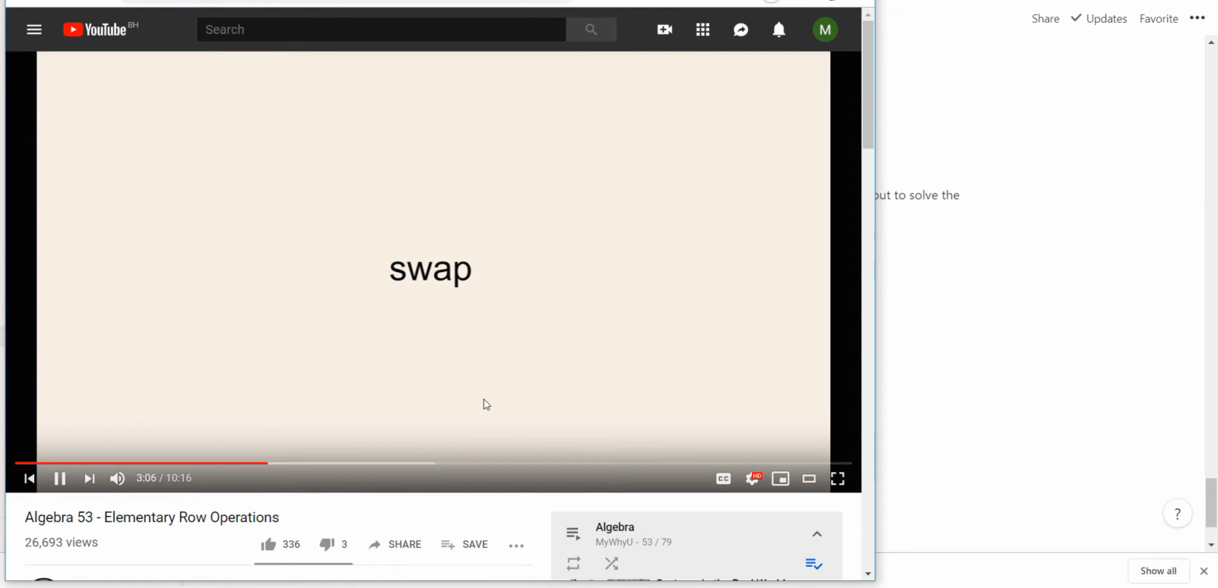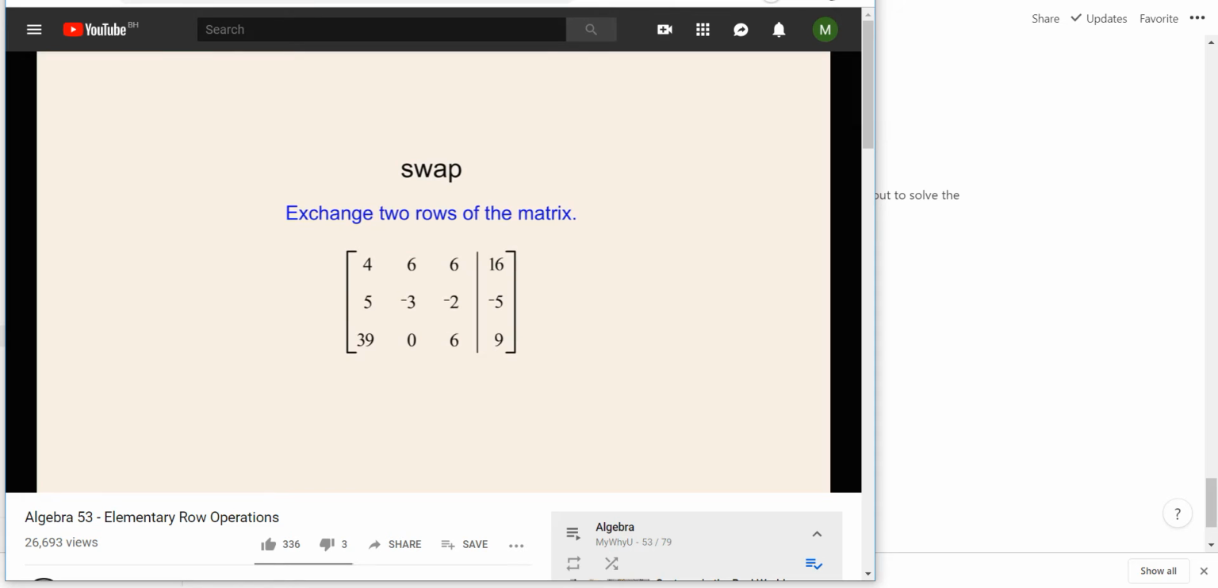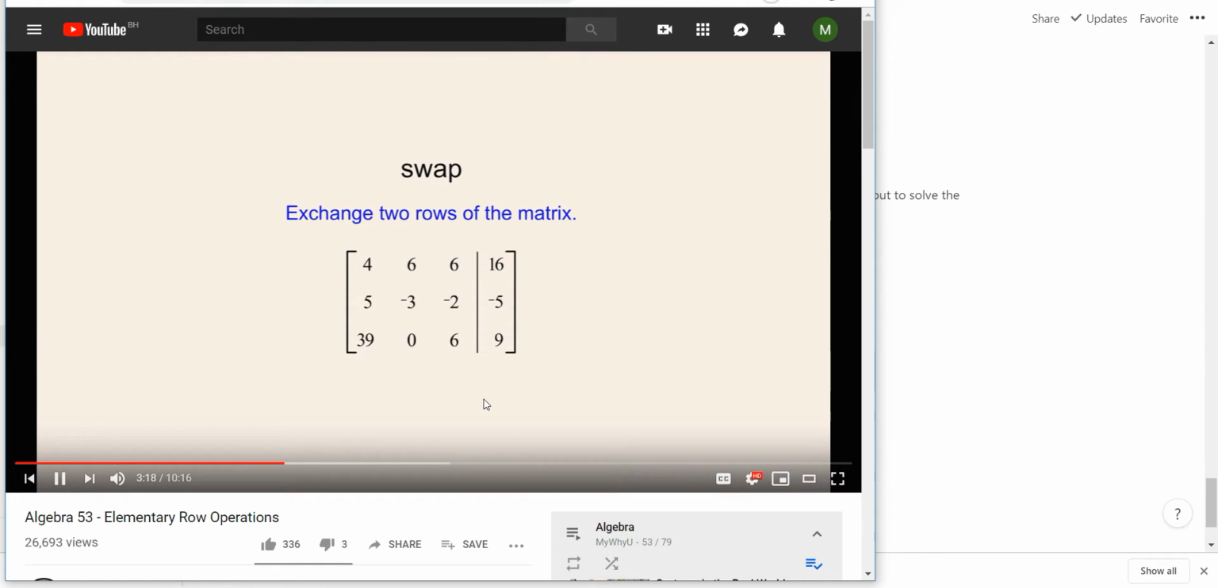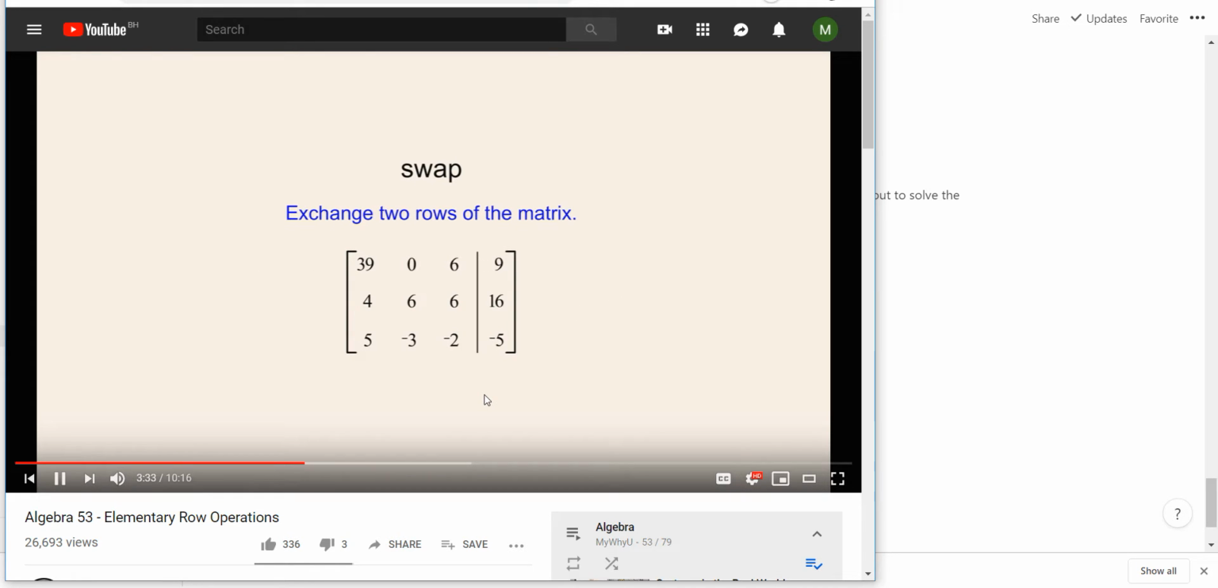The first type of elementary row operation is the swap operation. This operation allows us to exchange any two rows of the augmented matrix. For example, using three swap operations, we could exchange rows 1 and 2, rows 1 and 3, and rows 2 and 3.